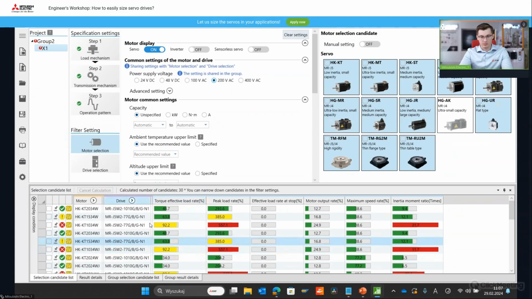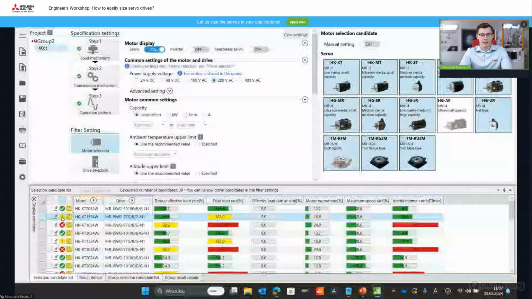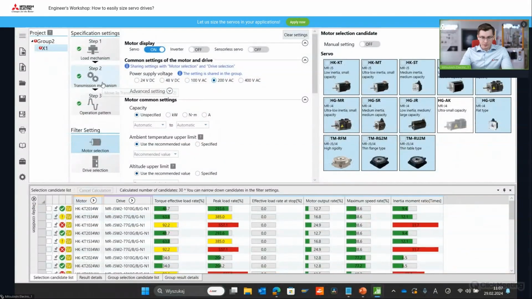them are possible to select already, because if it is, let's say, green, then it means you can select it. The yellow, it means that you can select it, but the parameters are very close to the border of maximum performance of the motor, and red means it is not possible. But 2 kilowatt motors for this kind of application is maybe too big.